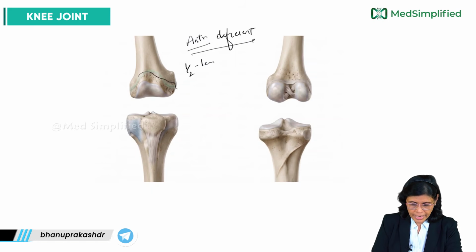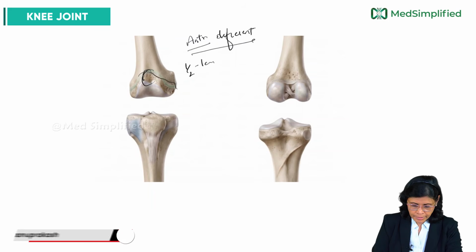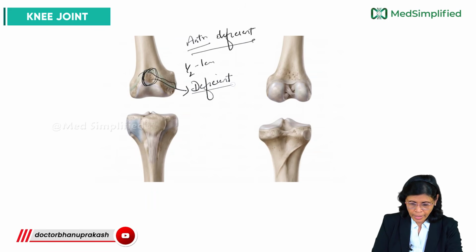So here, anteriorly, in the middle part, it is deficient, and it is pierced here by the suprapatellar bursa. There is a gap here for the suprapatellar bursa.